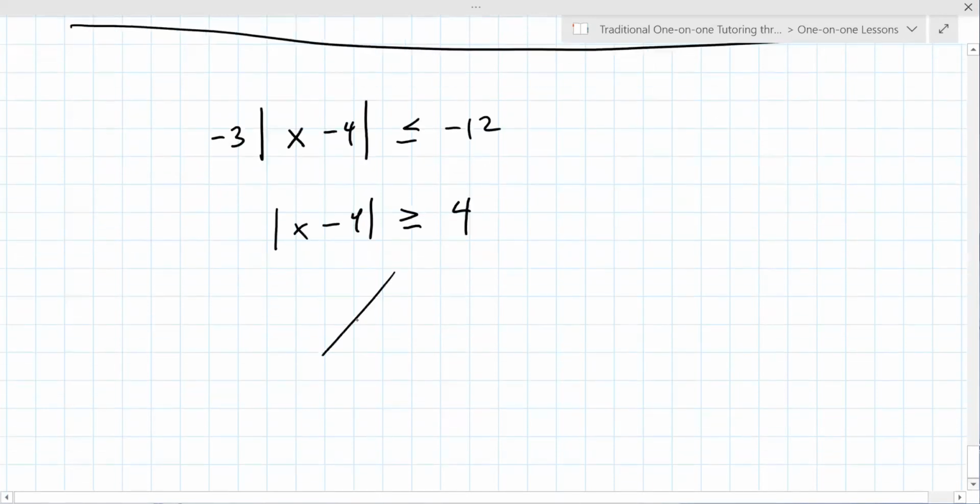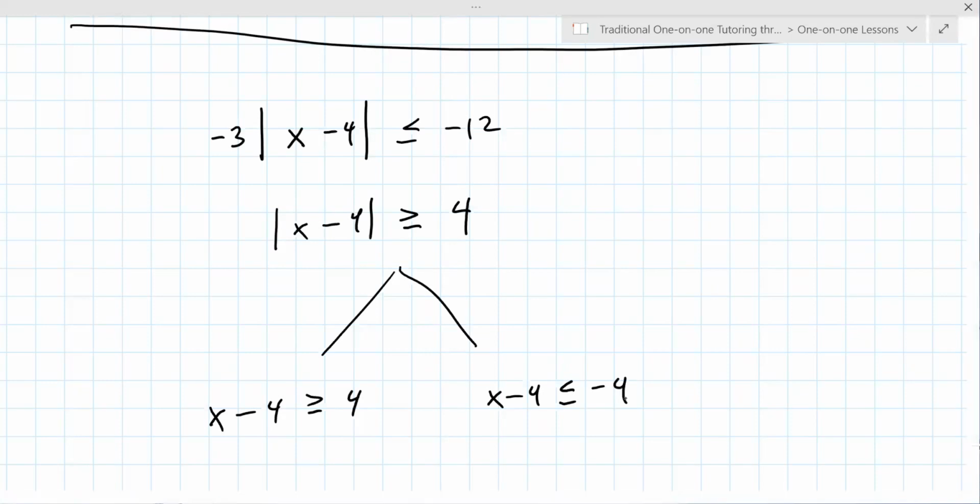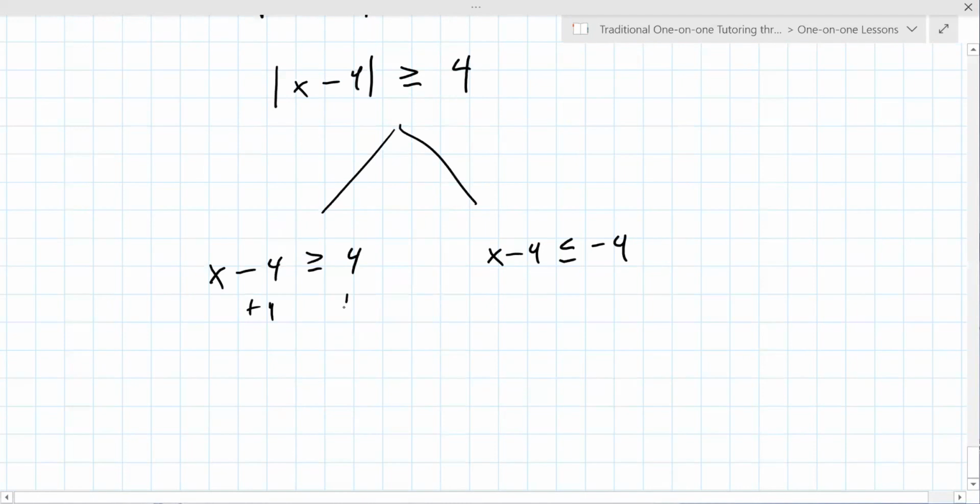Now your flashcard here will show you that it's the two scenarios. X minus 4, and x minus 4. So then it would be x is greater than or less than 0, and then x is greater than or less than 0. No, it's 8 and then 0. That's right. Okay, wait. You know what?